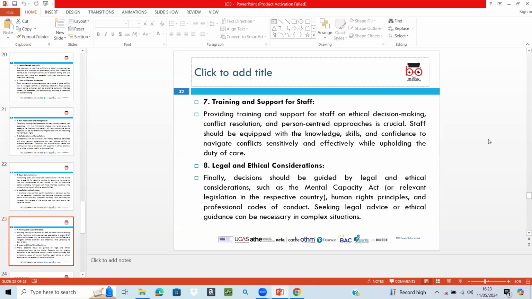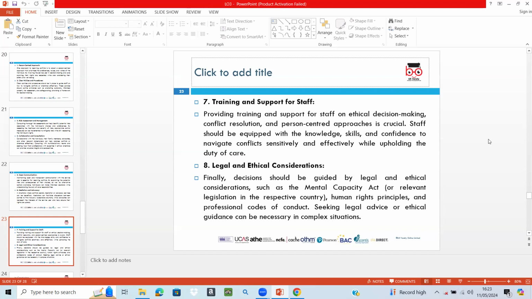Again, for example, in a complex conflict involving a service user's autonomy and safety, staff should refer to legal guidelines such as the Mental Capacity Act, which we use to determine the appropriate course of action. By understanding the legal framework and ethical considerations, staff can make decisions that prioritize the individual's rights while meeting their duty of care obligations, seeking legal advice or ethical guidance when faced with any dilemmas.